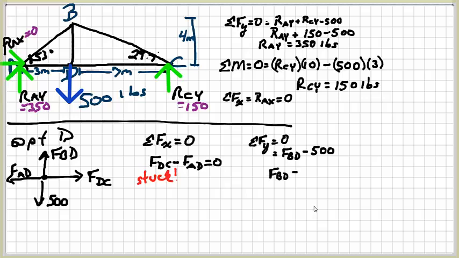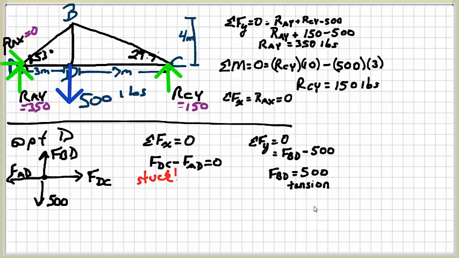FBD then comes out to be 500. It came out to be a positive value, which means that this is in tension. As I solve for these numbers, I'm going to add them to my truss so I can keep track of what I've already found.